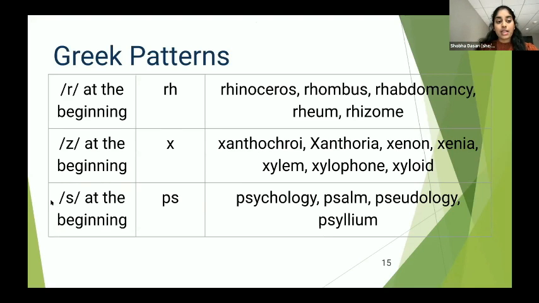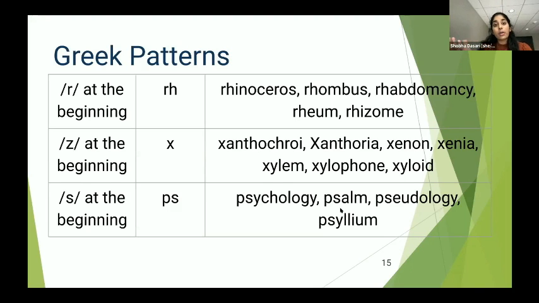And then the last one is the S sound in Greek. When it's at the beginning of a word, it's often spelled with a PS. So examples of this are psychology, psalm, pseudology, and then psyllium. Again, there are Greek words that do start with an S, and then you come back to roots to know how to differentiate a little bit, but PS is a little bit more common, especially when it's at the beginning of a word.